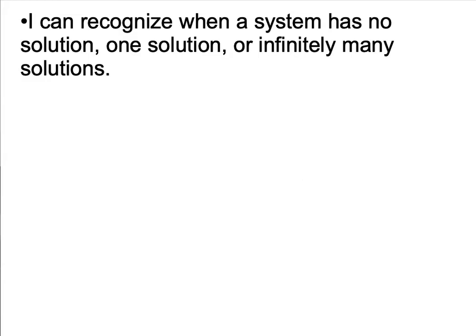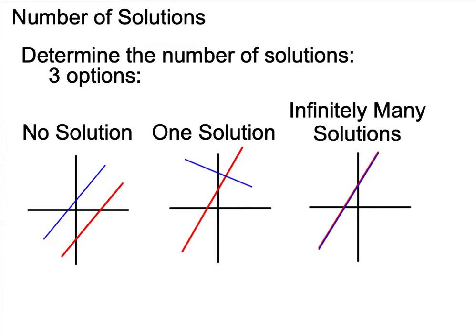So you need to be able to recognize when a system has no solution, one solution, or infinitely many. Now, thinking about this graphically, there are three options. It is possible that both of our lines will be parallel, therefore they will never cross. Since the point where they cross is the solution and they don't cross, there would be no solution.